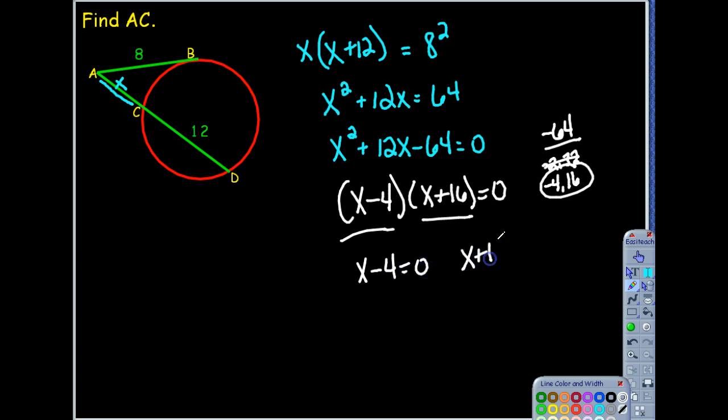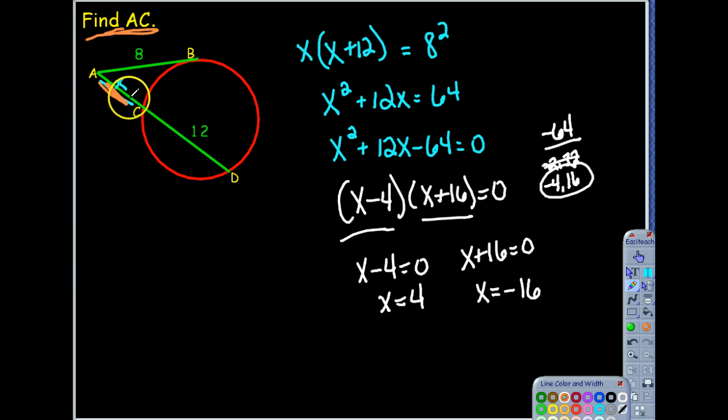Awesome. And what do we end up with? Well, the one on the left gets you 4, and the one on the right gets you negative 16. Now, here's what I'm thinking. Again, I found x, but did I actually answer the question? It said, find AC, and I got 2 answers for x. What was x again representing?